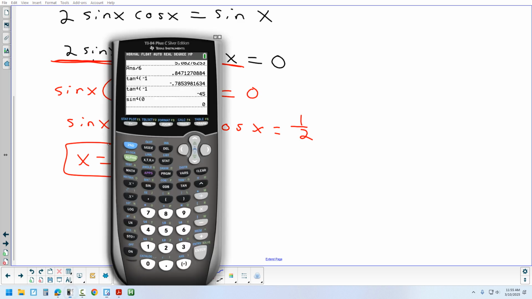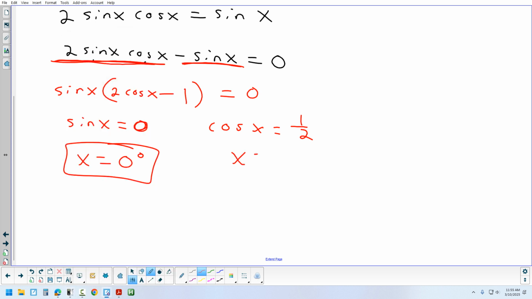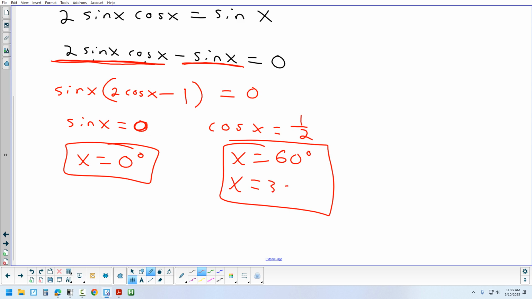Now this one, how are we going to get rid of cosine? Take the inverse cosine of 1/2, or I just do 0.5, it's less buttons for me to type. 60 degrees. I think we did this one already. Yeah, it's pi over 3. It was 60 degrees, or, yeah, you're in quadrant 4, which is 300. Yeah, pi over 3 and 5 pi over 3.